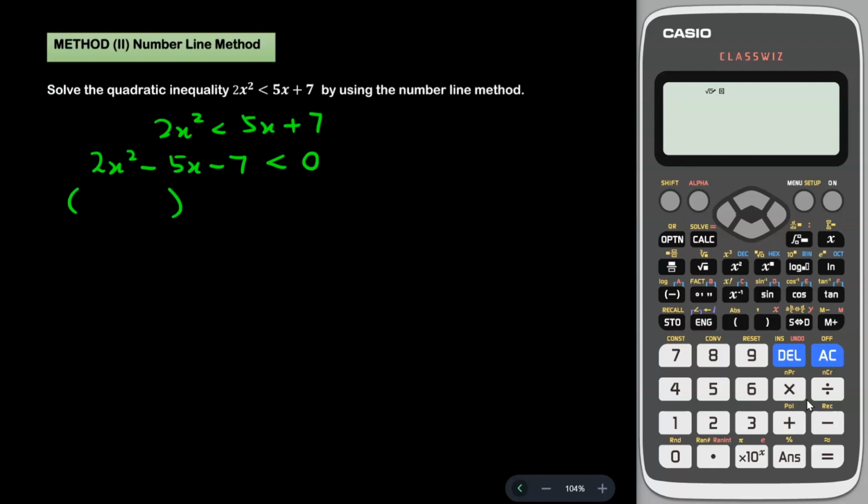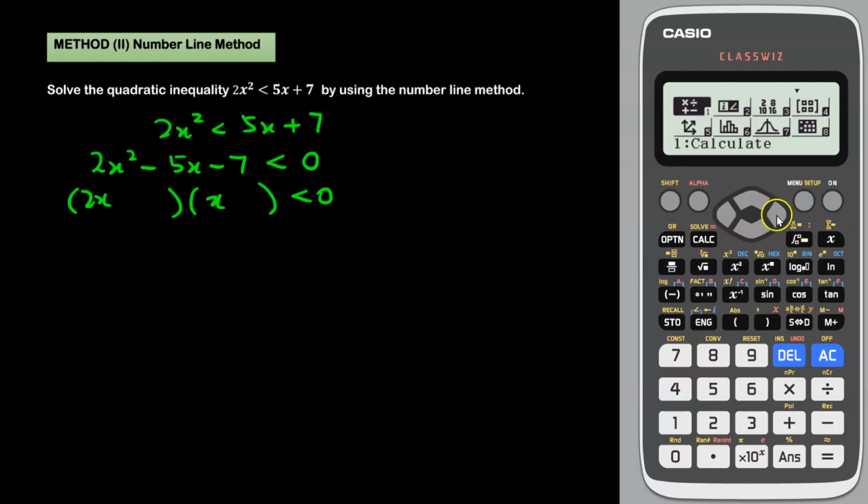And then we're going to factorize this into two brackets. So it will be 2x here and x because the first term is 2x squared. And then take out your Casio calculator. We're going to factorize it. So press menu and then press right until you can see equation. So press alpha A, A is at the negative button here. And then press 2 because it's polynomial. Then the polynomial degree is 2 because the highest power is 2.